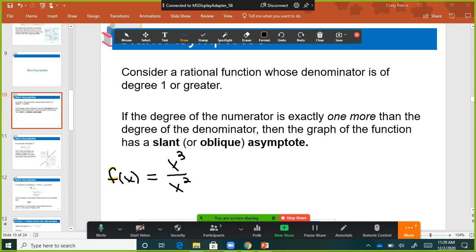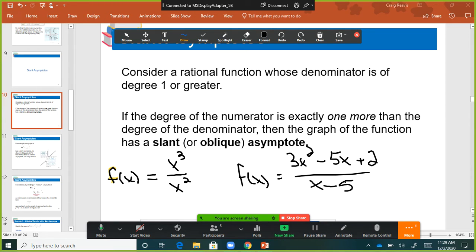And remember, for our horizontal asymptotes, the degrees have to be the same or the degree has to be bigger on bottom. So we get a slant asymptote if the degree on top is 1 bigger than the degree on bottom. All right, so it could be like that. It could be something that looks like this. 3x squared minus 5x plus 2 over x minus 5. All right, this one is going to have a slant asymptote.